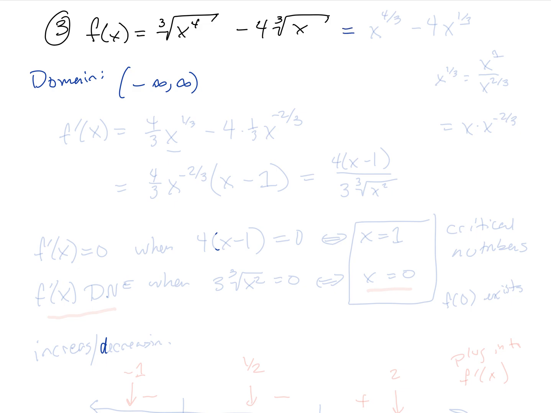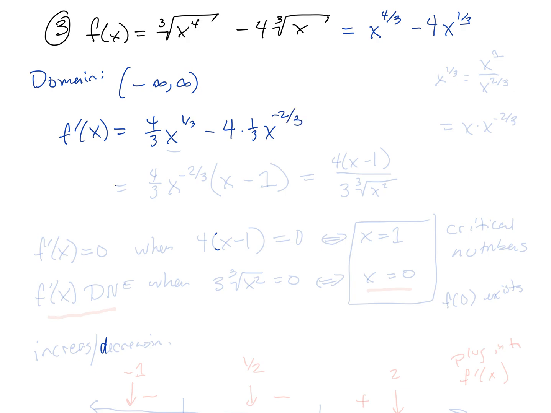In order to take the derivative, I'm going to rewrite this as x to the 4/3 minus 4x to the 1/3. And then we can use the power rule to take the derivative. So f prime of x is derivative of x to the 4/3 is 4/3 x to the 4/3 minus 1, 1/3, minus 4 times 1/3 x to the 1/3 minus 1, that's negative 2/3.